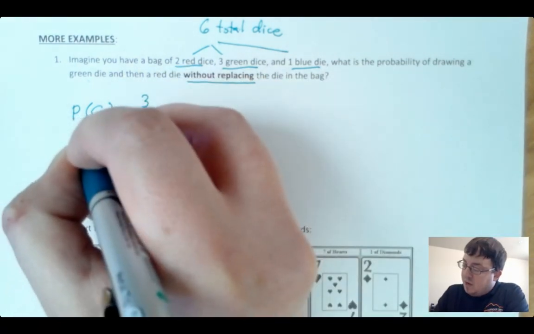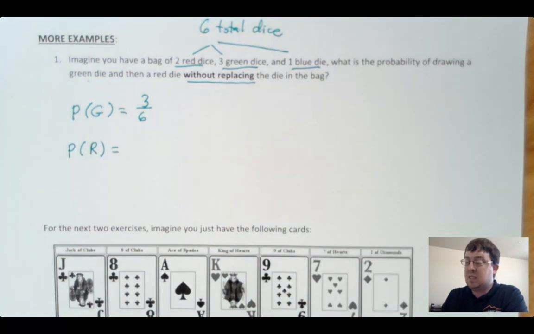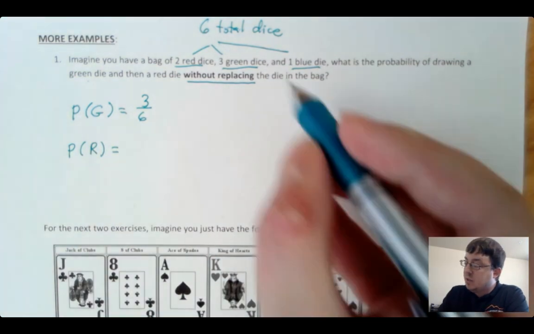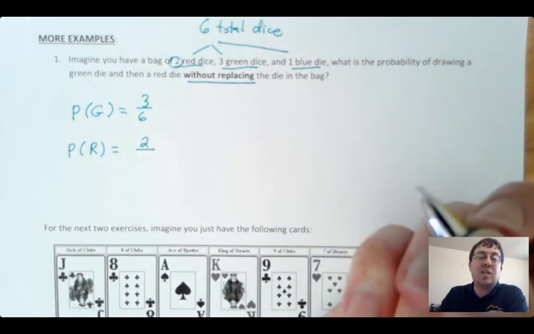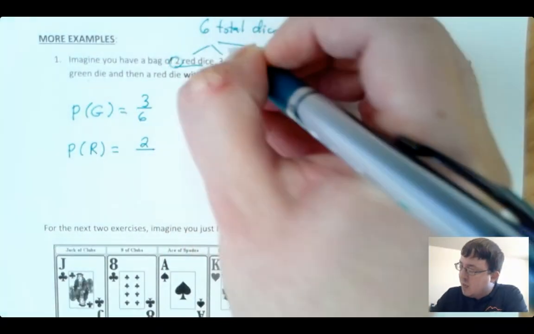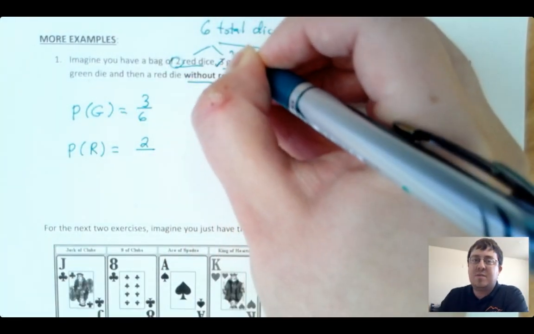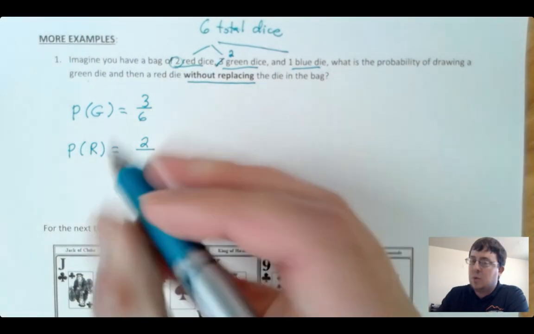The probability of getting a red one after getting the green one, so I'm not replacing the green one, is, well, there are 2 red dice. But now my denominator has to change. It's going down by 1, because if I got rid of one of these green dice, there are only 2 left now. So there are 5 total dice left over.